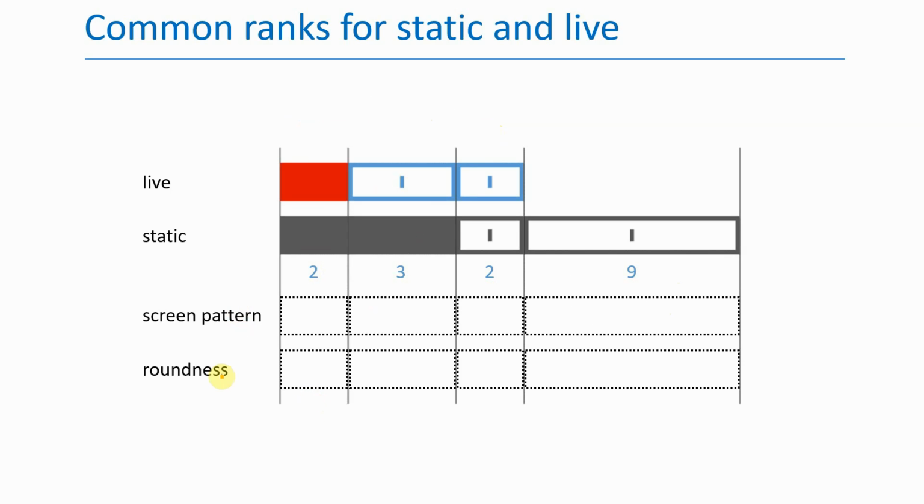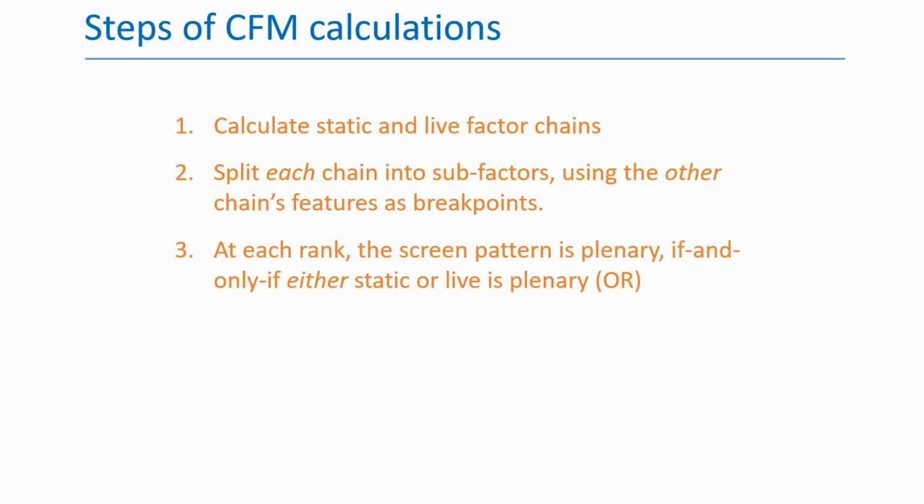The screen pattern and the roundness will also be expressed as factor chains, and they will also share the same common ranks as the static and live. We simply need to determine whether each of these factors is of plenary or singular type. The types are determined by using quasi-Boolean rules. The first one is, at each rank, the screen pattern is plenary if and only if either static or live is plenary. In other words, it is similar to an OR operation in Boolean logic.